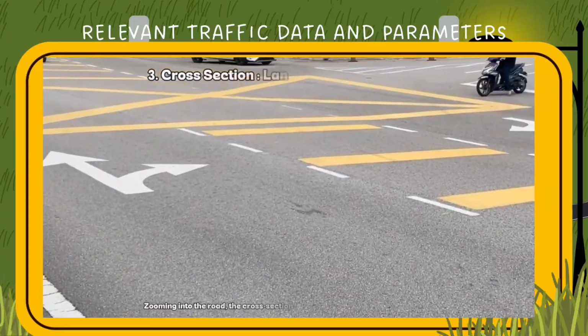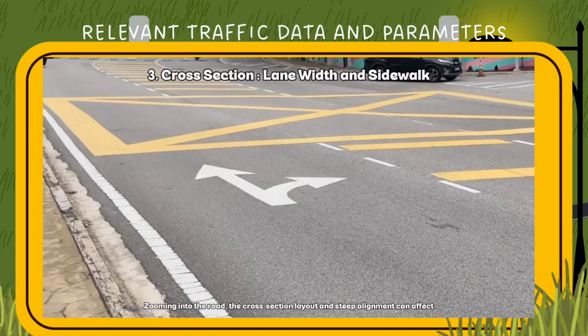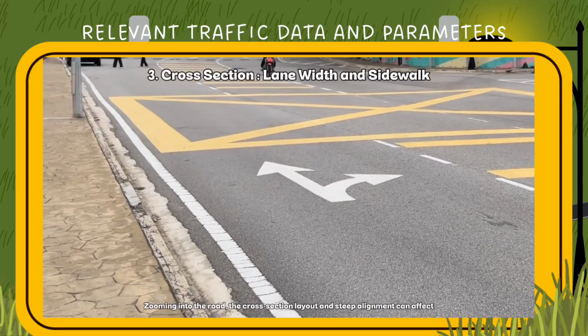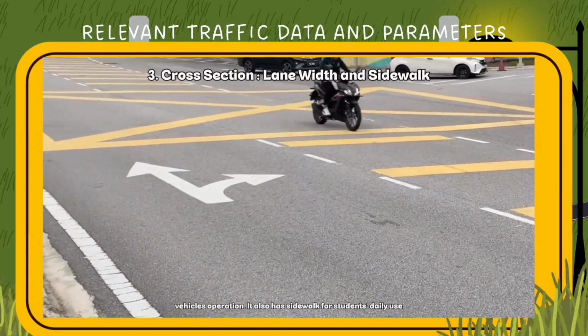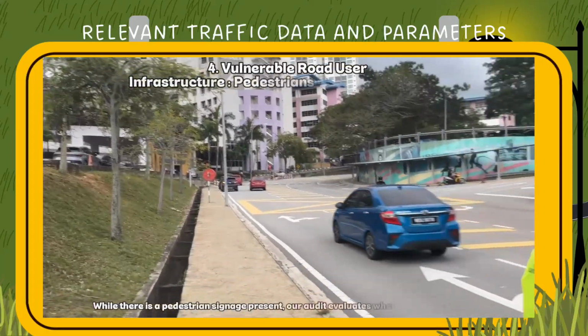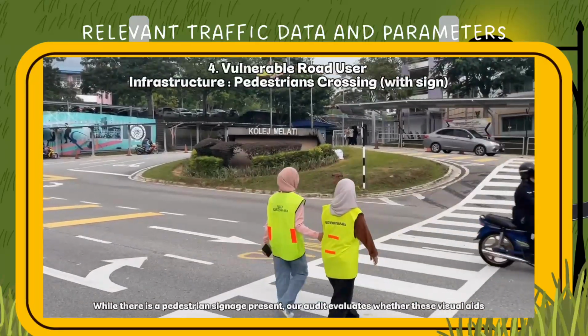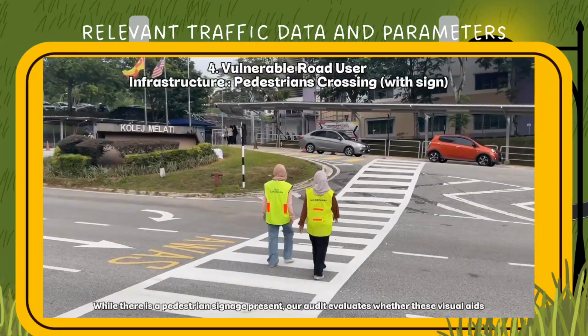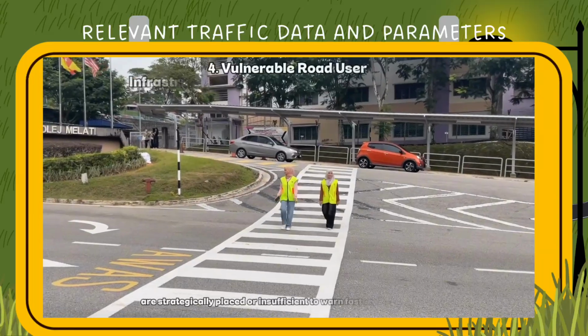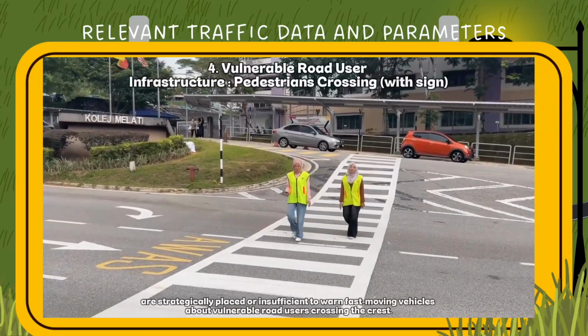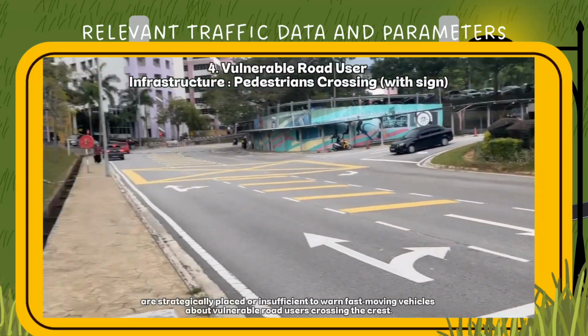Third, cross-section, lane width and sidewalk. Zooming into the road, the cross-section layout and alignment can affect bicycle operation. It also has a sidewalk for students' daily use. Fourth, vulnerable road user infrastructure, pedestrian crossing. While there is pedestrian signage present, our audit evaluates whether these visual aids are strategically placed or insufficient to warn fast-moving vehicles about vulnerable road users crossing the crest.